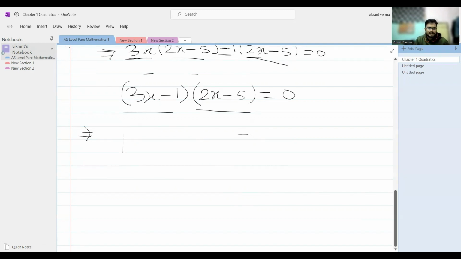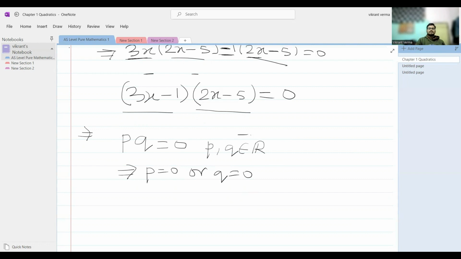The next step that you should understand is that if the product of two numbers p and q is 0, where p and q are real numbers, then it implies that at least one, or both of them, are 0. And understand the meaning of this "or". In mathematics, this "or" has an inclusive sense.